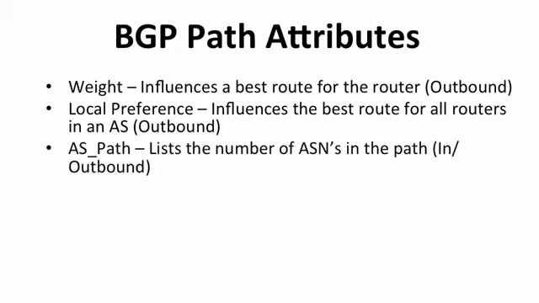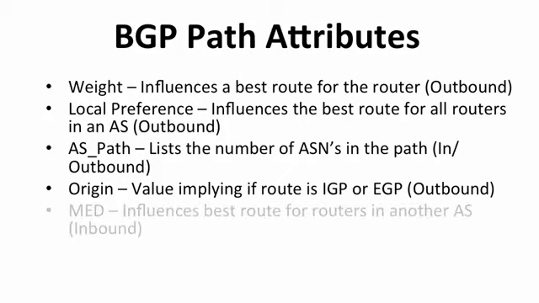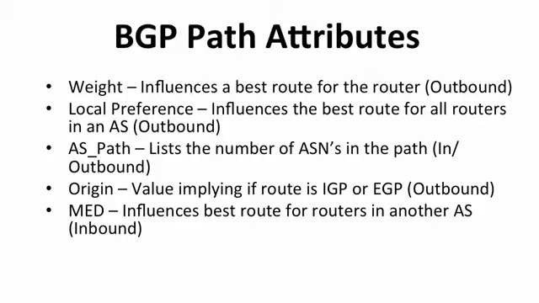AS path lists the number of autonomous system numbers in the path, and this can be manipulated. Origin is a value implying if the route is from an IGP or an EGP. And then finally, the MED, which can influence the best route for routers in another AS. So you can influence traffic flows into your AS by sending out the MED to other routers.